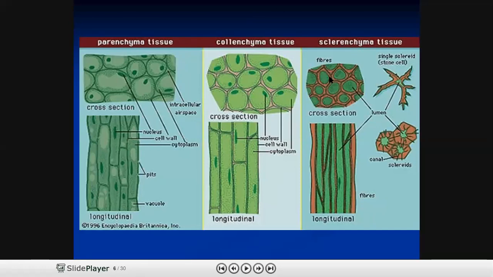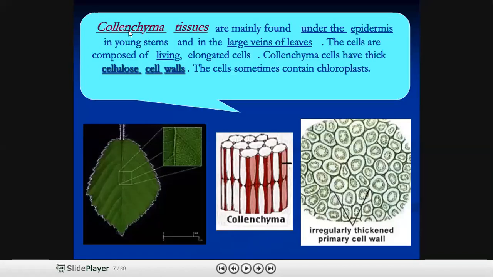These are made up of one or two different types of cells. Some have a fiber-like structure, or a tracheid-like structure. If you see here, single sclereids, stone cells, and some lumen opening, and this is like vessels. So these are the different types here. This mechanical tissue is made up of parenchyma, collenchyma, and sclerenchyma. So we will see them one by one.